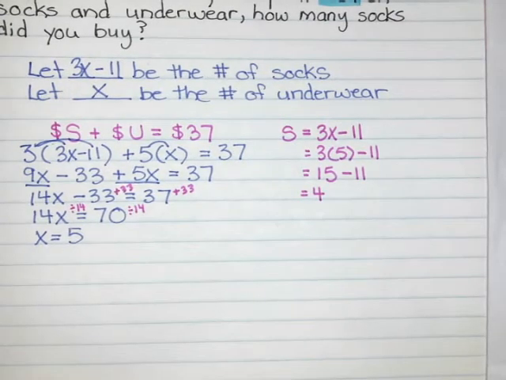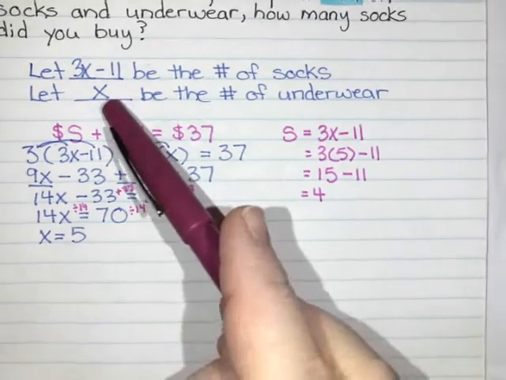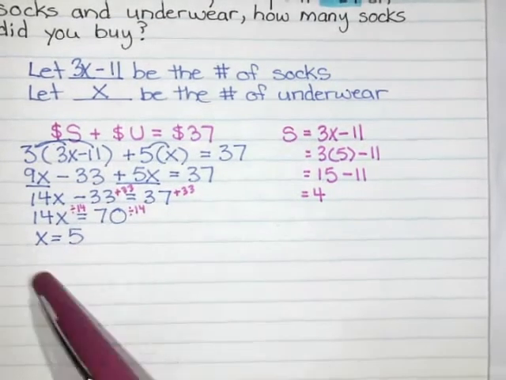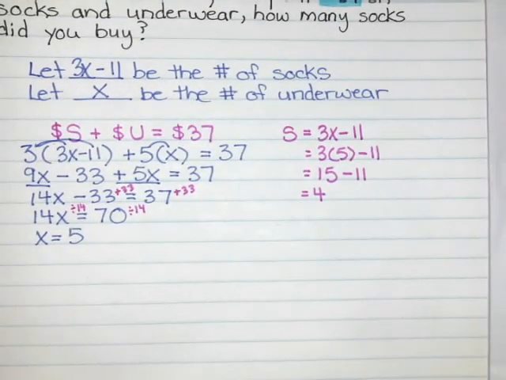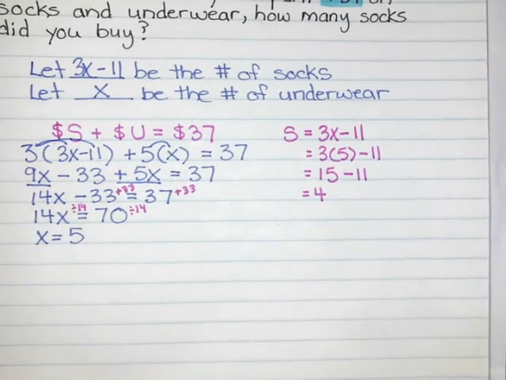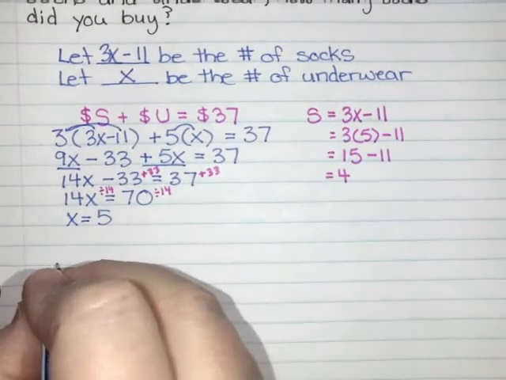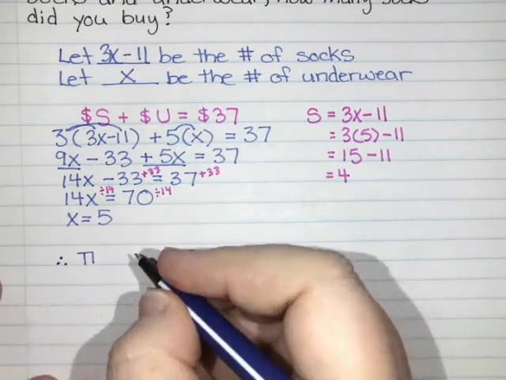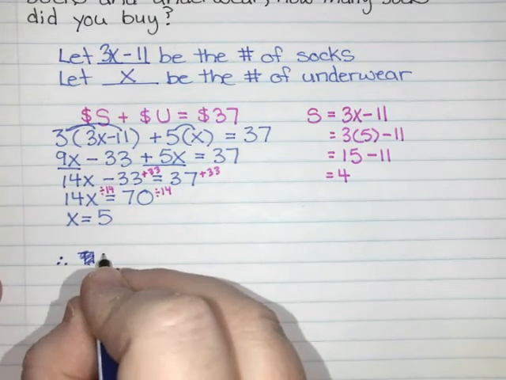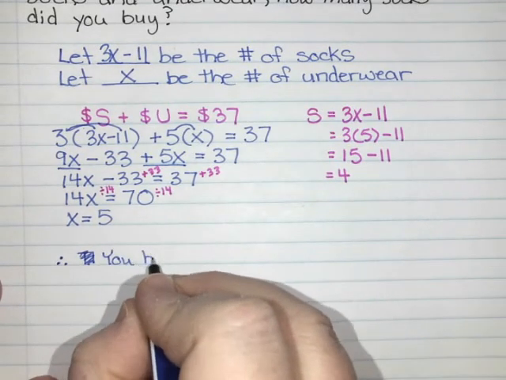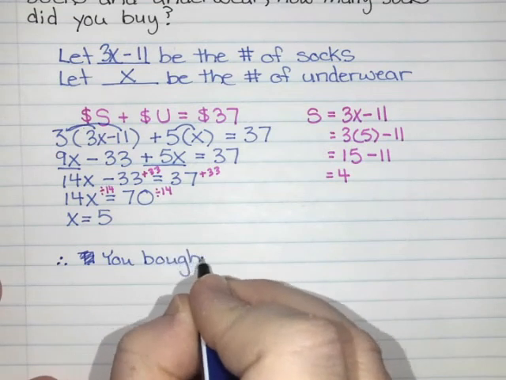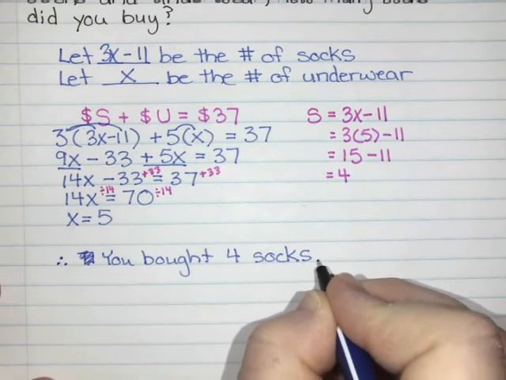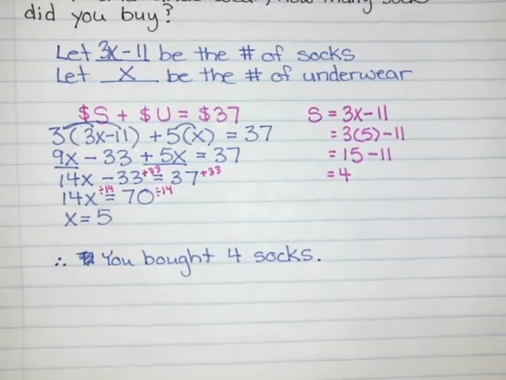Now, if you wanted, you could also find the number of underwear. The number of underwear is just x, so it's 5. So there's 5 underwear and 4 socks. Then you could try to check the price if you wanted to do that. But I'm just going to trust that we did this right and say, therefore, you bought 4 socks. Now, I don't know if that's pairs of socks or just single socks, but we bought 4 socks.